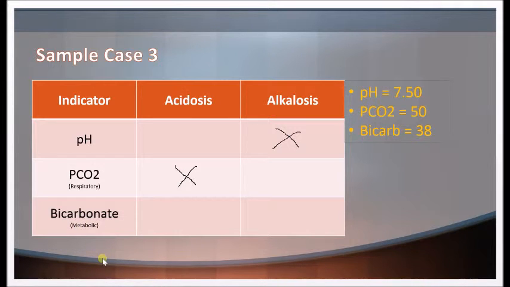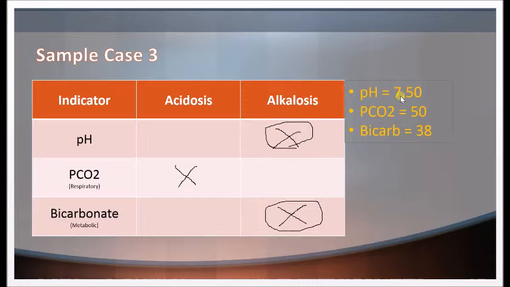And then bicarb. We look at bicarb is 38. It falls way outside 22 to 28, right? So bicarb is actually quite alkalotic because it's higher than 28. And then we just match. Which one of these two match the pH? And we can see that it's the metabolic one. So this one here is a metabolic alkalosis.